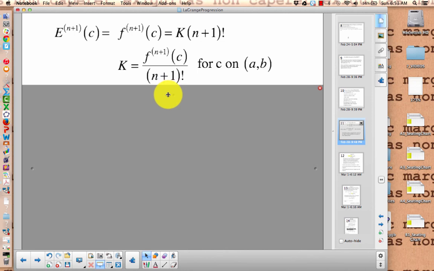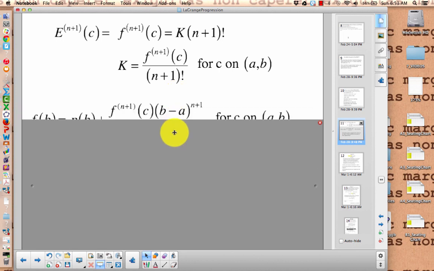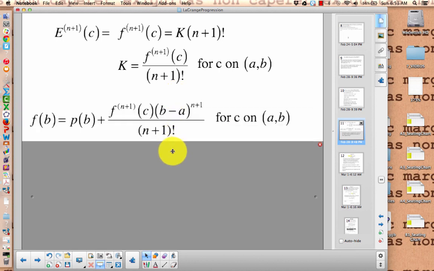So k is going to be equal to the (n plus 1)th derivative of f at some number c that we don't know, over n plus 1 factorial. Okay, so that's the extended mean value theorem. What does that get us? Here's what this gets you.